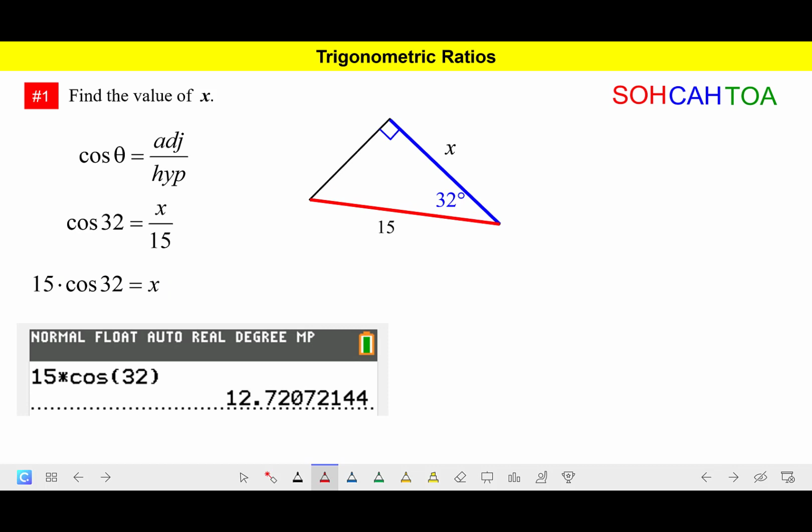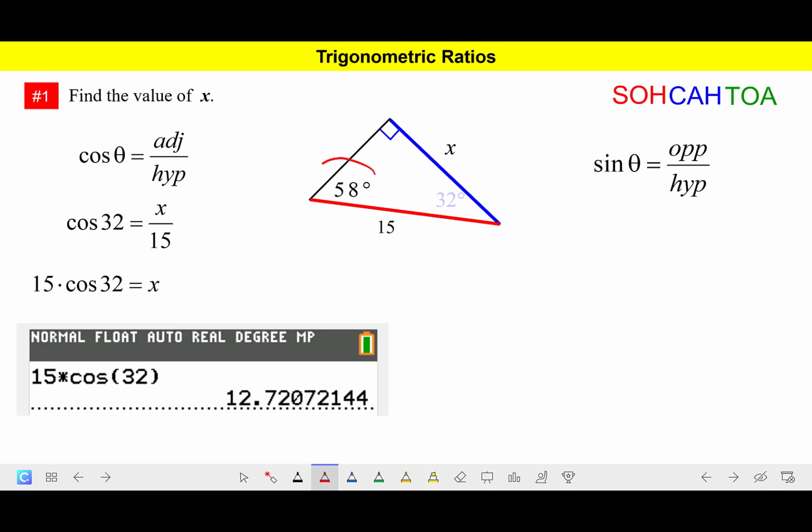Well, remember, if I know that this is 32 degrees, these two have to add to 90, right? Triangle sum theorem. So that has to be 58, in which case, can't I just do this? Isn't that now the opposite over the hypotenuse? Well, actually it is. So should we get the same answer? Well, we should. Let's just check it out.